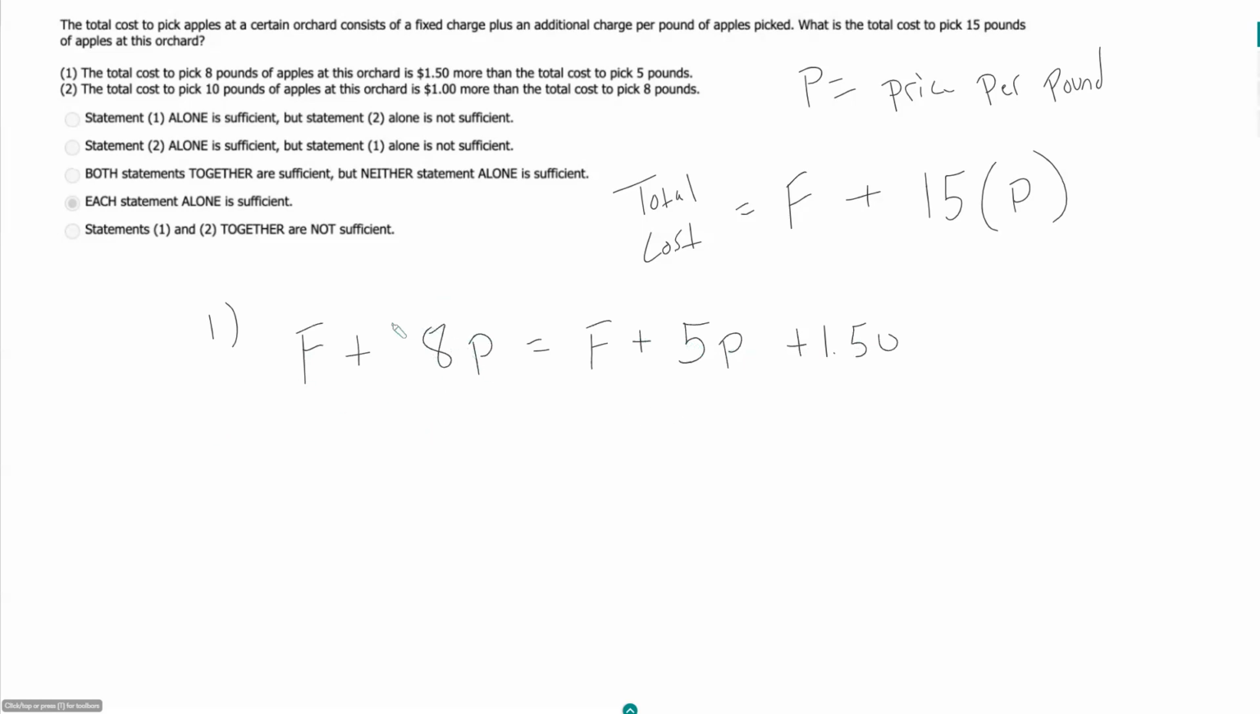So from this, what do we know? Remember, it's the same fixed cost regardless of how many pounds you pick. So this just goes away, which leaves us with 3P is equal to 150, and P is equal to 150 over 3, which is just equal to 50 cents. So we can get our price per pound here is 50 cents, but that's not going to help us get our total cost. We still need our fixed cost. So this is insufficient.